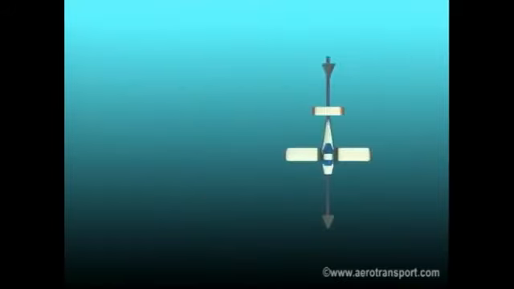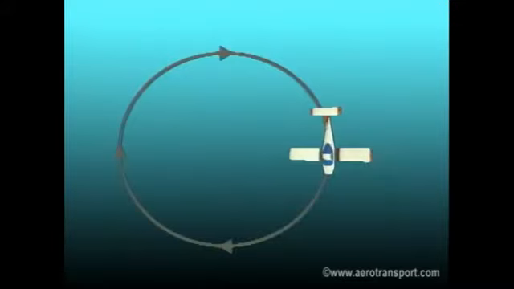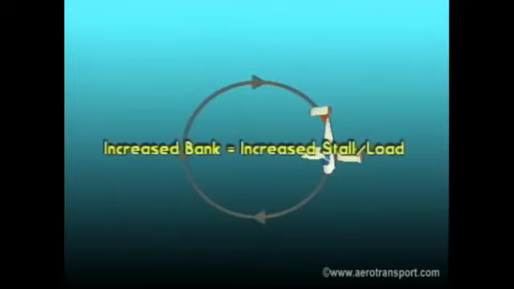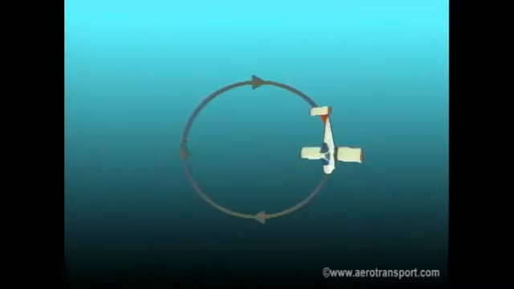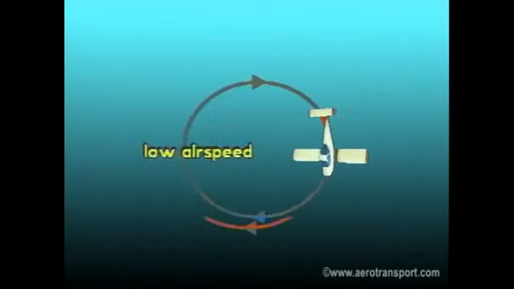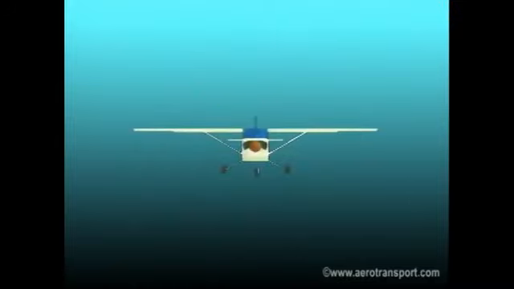Here are some basic principles of turns. At any given airspeed, the greater the bank, the greater the rate of turn, and the smaller the radius of turn. An increased bank also raises the stalling speed and increases the load factor. At a given angle of bank, increasing the airspeed lowers the rate of turn and increases the radius of the turn. To get the greatest rate of turn and smallest radius for a given bank angle, use the lowest possible airspeed for that angle of bank. As you were told, the stalling speed increases with the steepness of the bank.